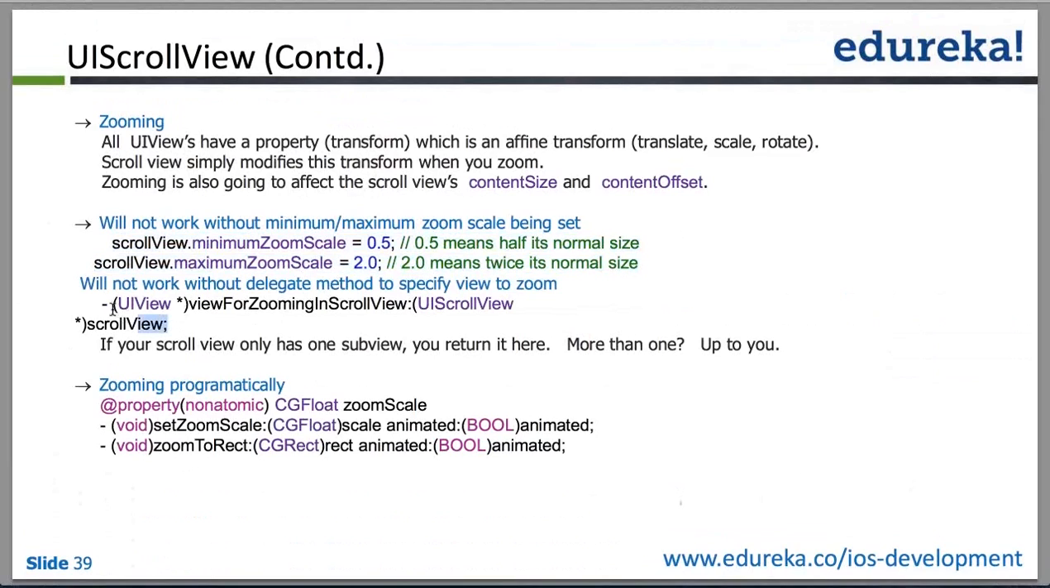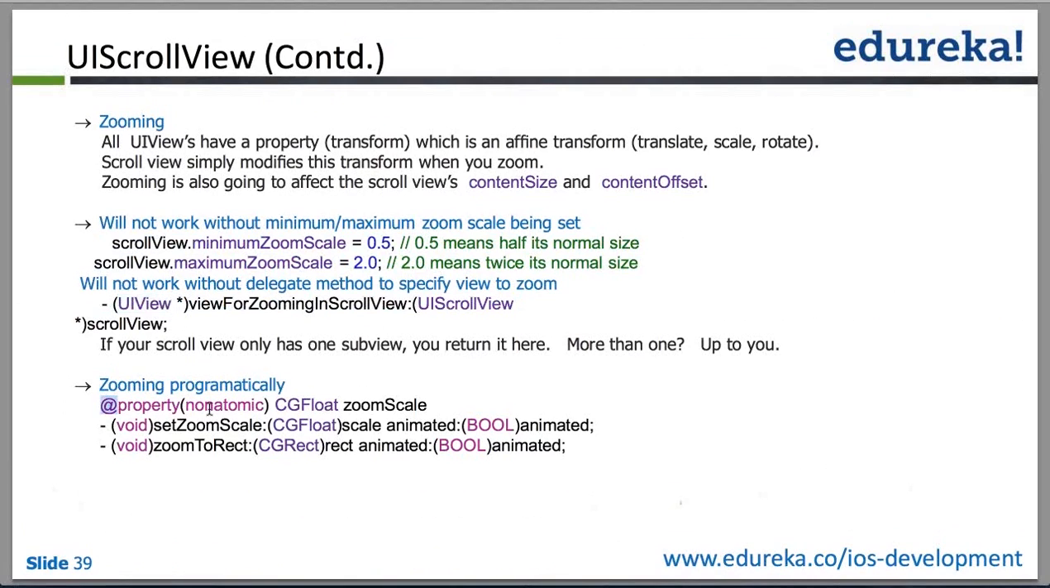And the most important part is to implement this delegate method. Without this delegate method, the scroll view will not know which view to zoom in. This method will return a UIView. It will tell the scroll view to zoom in this view. If you have 2 or 3 views inside the scroll view, and you want to zoom only one view, then you return a single view. The view which you return here will be zoomed, and the other views will not be zoomed.